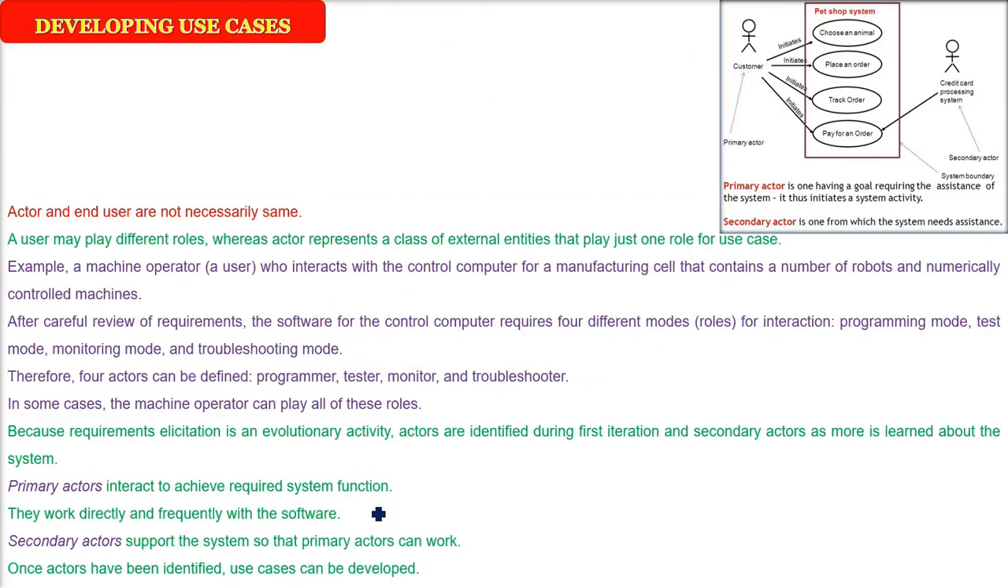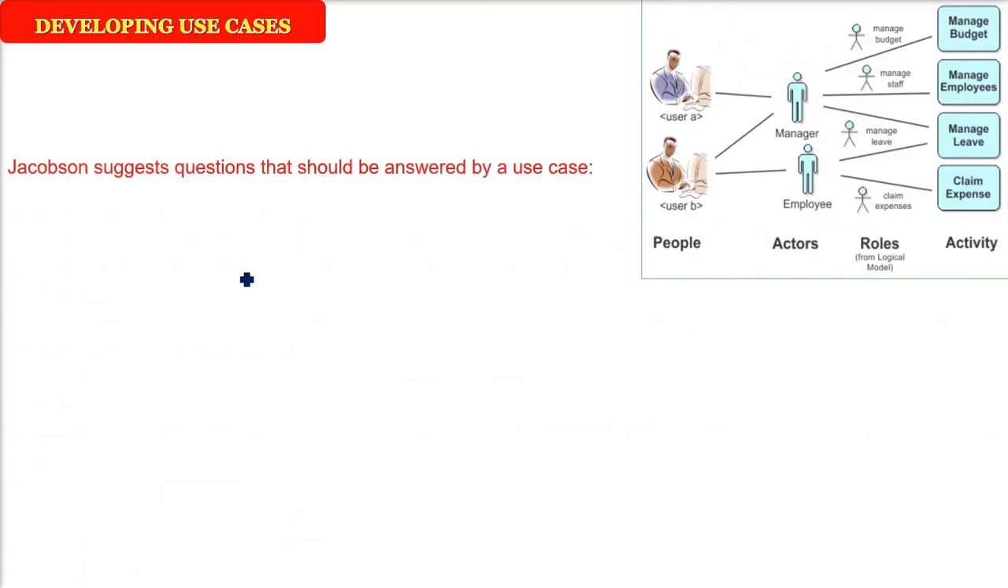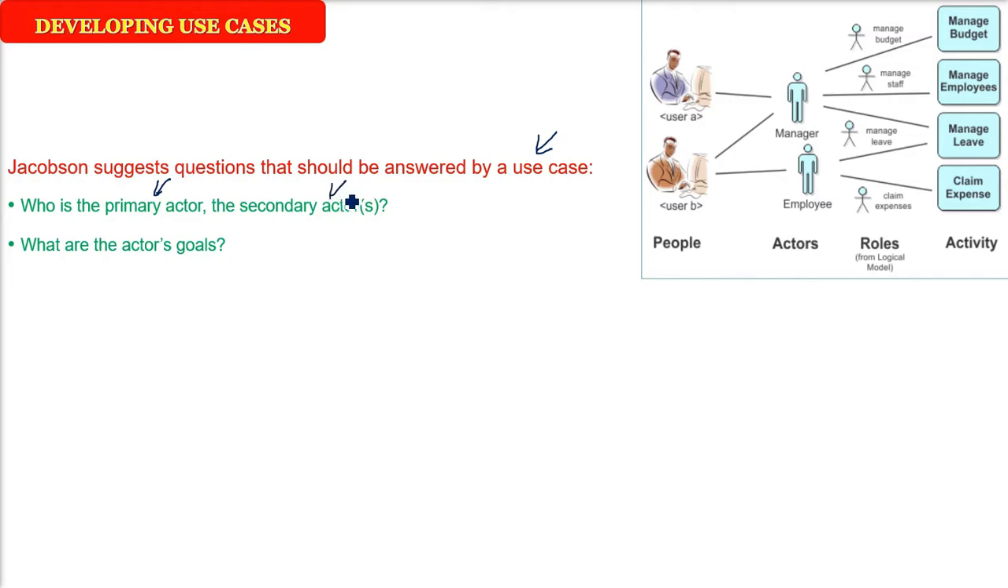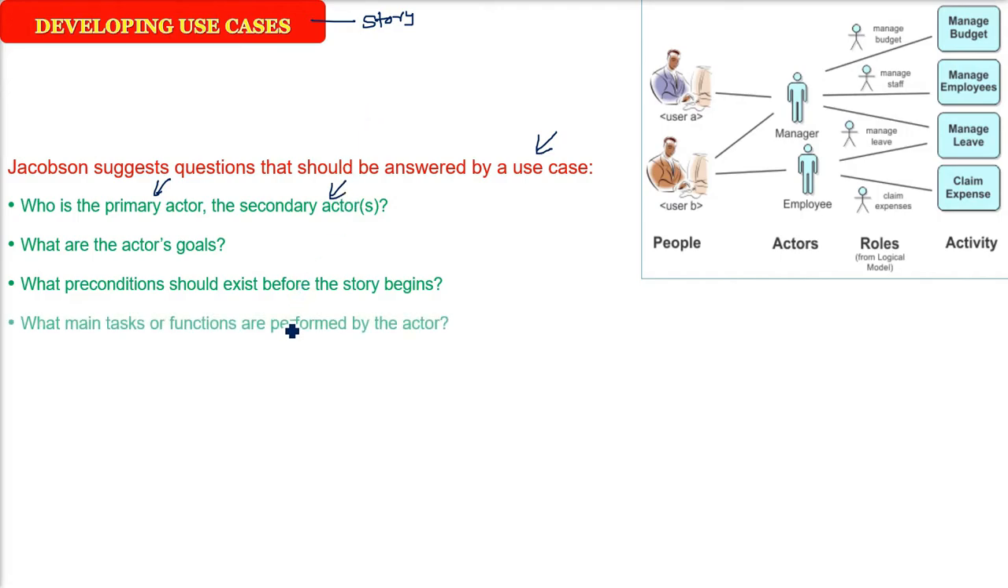So the first thing is to know the actors. Now, in order to make a use case, there are certain questions that you need to answer. So he gave certain questions. If you are able to answer them, then only you will be able to make a good use case. First is, have you identified the primary actor and secondary actor? Who is directly interacting? Who is not directly interacting? What are the goals and objectives of each actor? And when the use case story, because every use case is a story, you can also call it a usage scenario, what are the preconditions that should exist?